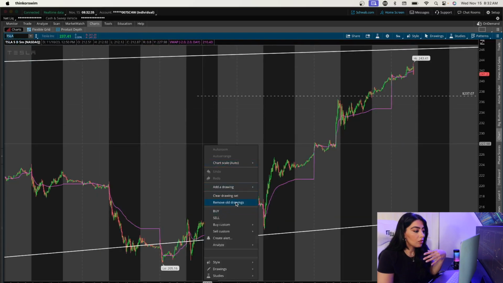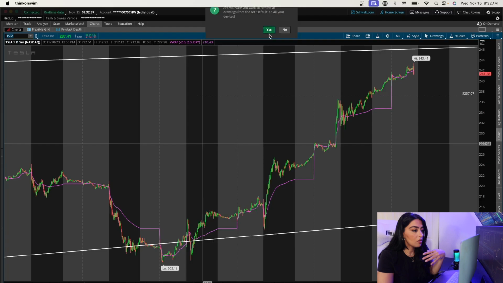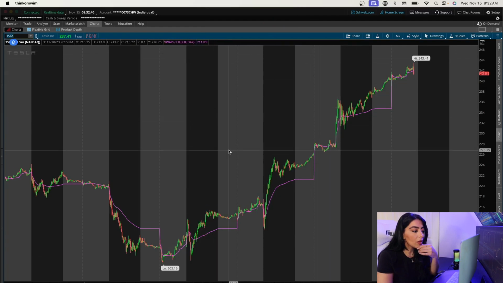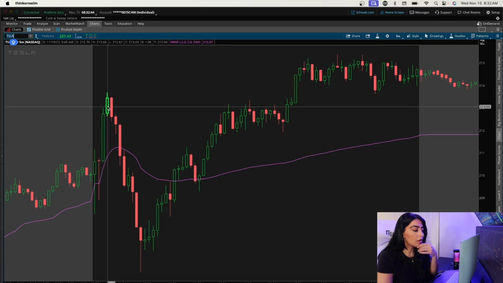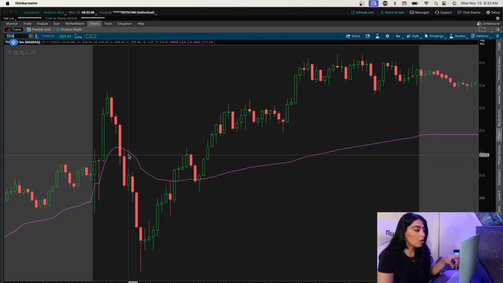Let me move these other ones so you guys can see. Okay, so similar aspect here on Tesla. You can see here it had a little bit of a move in the morning above its VWAP, then broke below VWAP.